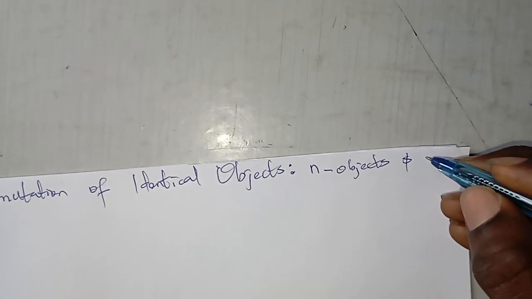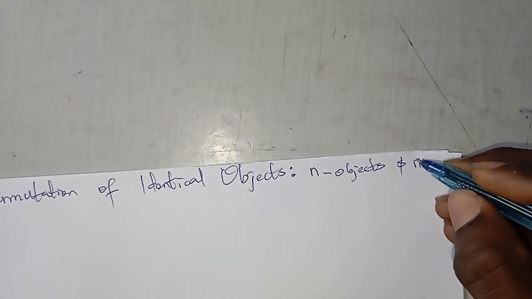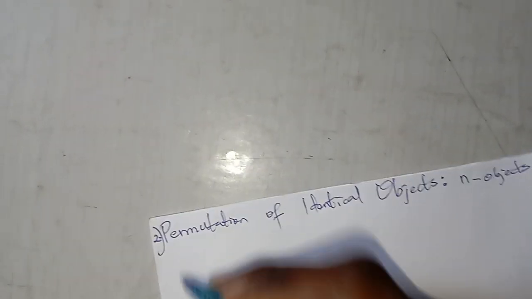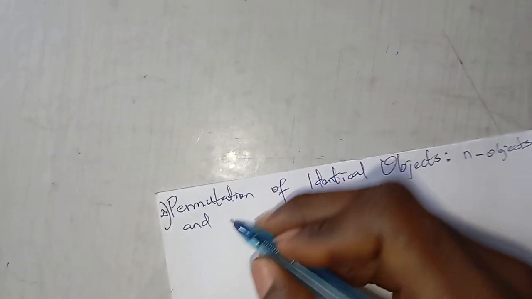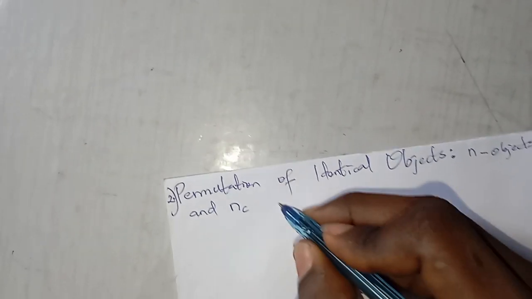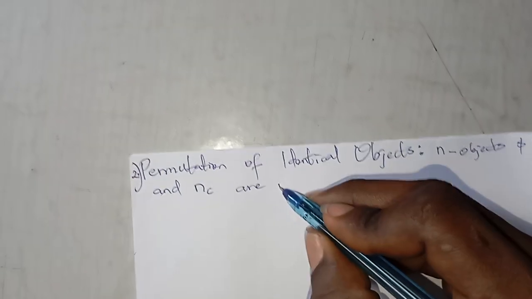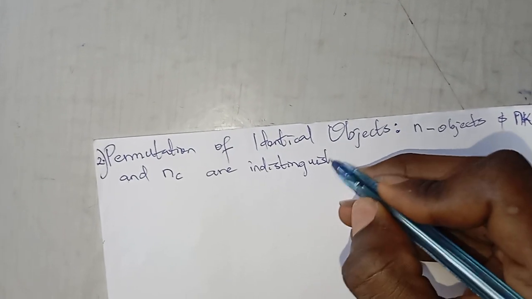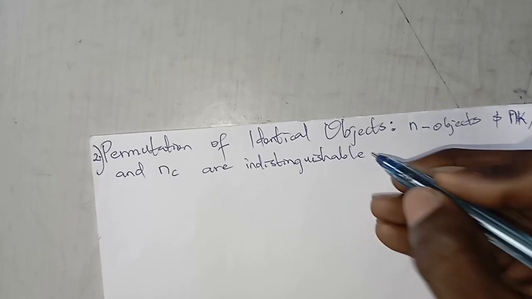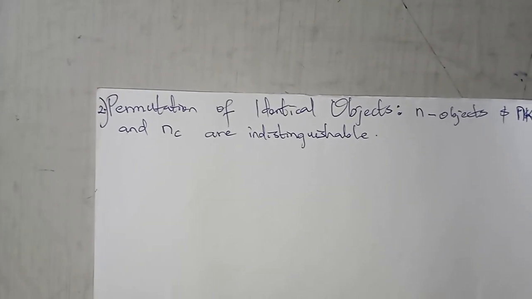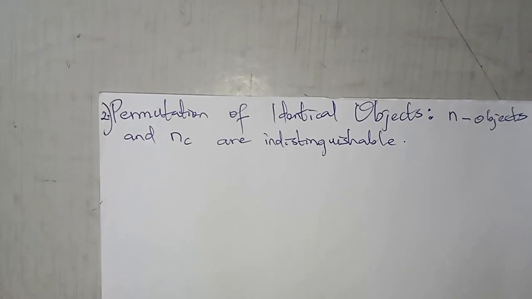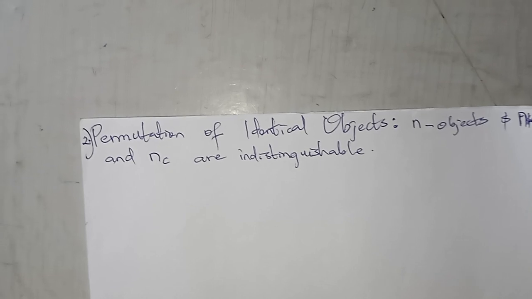and n1, n2, n3 are indistinguishable, or I can say they are identical, because when you say something can be distinguished, it means they are different. So if they are indistinguishable, it means that they are alike.